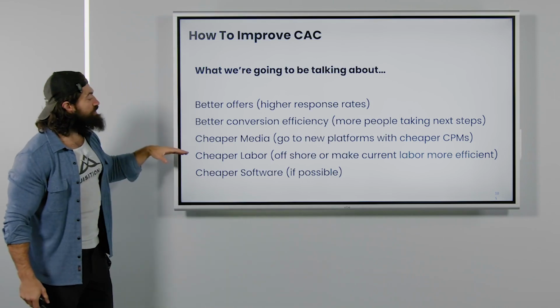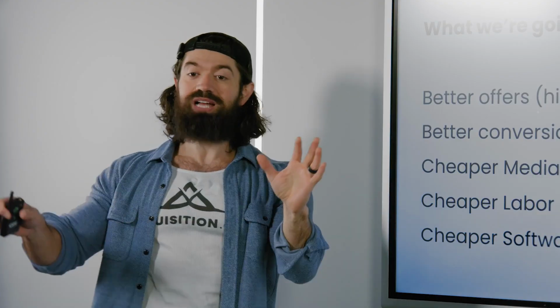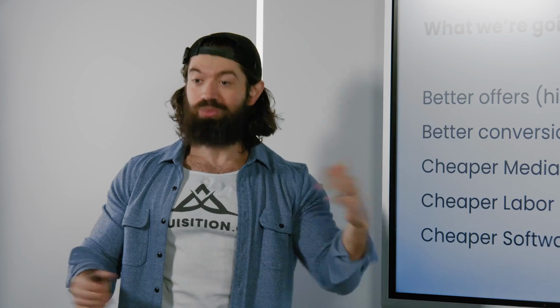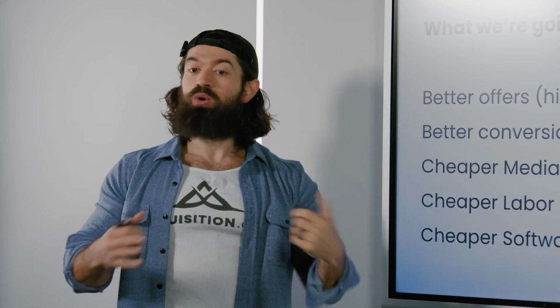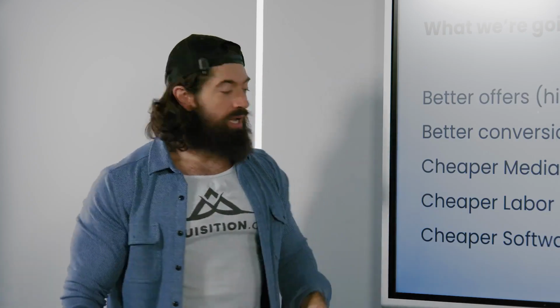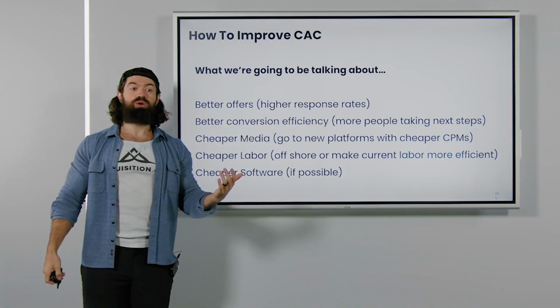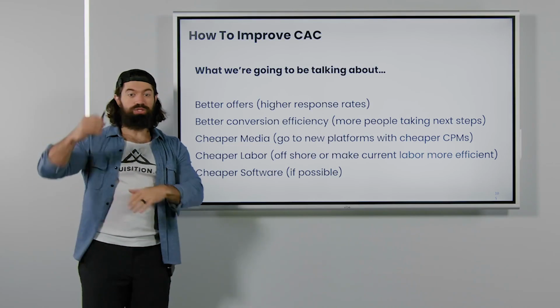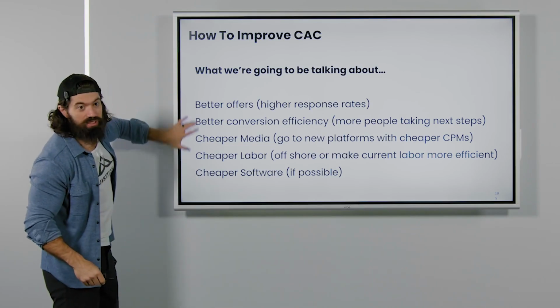Great. You'll have cheaper labor. This is not necessarily related, but you could have cheaper labor as a way to improve CAC. Like if you paid your sales guys less or you paid the outbound team less, whatever it is, that could decrease your CAC. And you could have cheaper software because that is also a cost. But I would say if I had to measure which of these are going to be the biggest levers, it's going to be these 3.